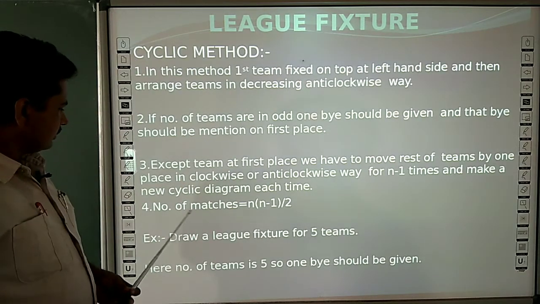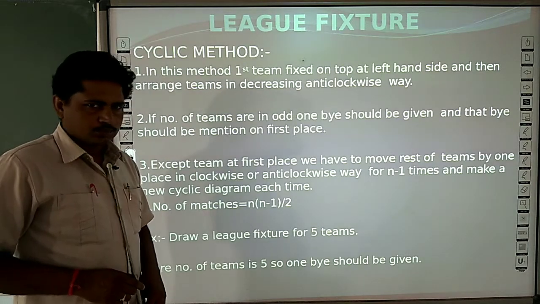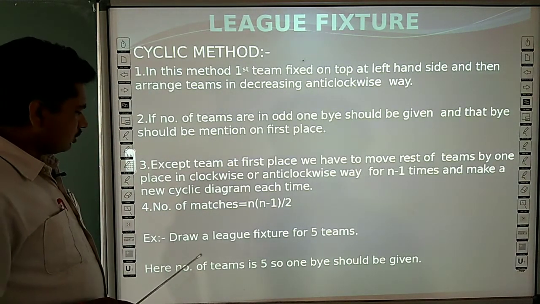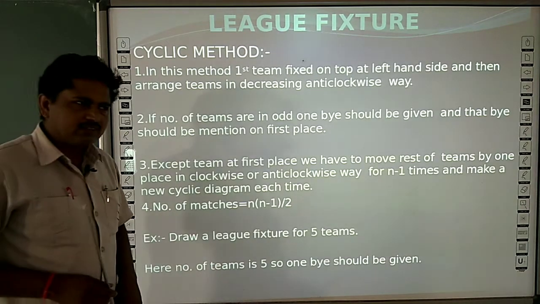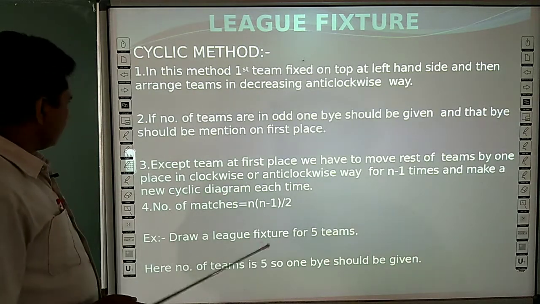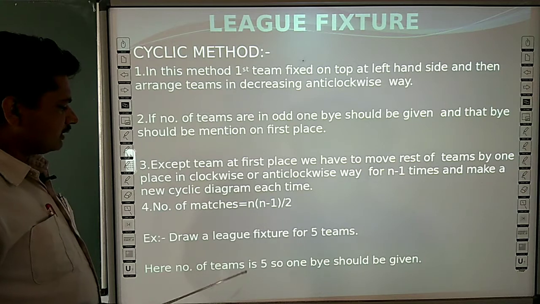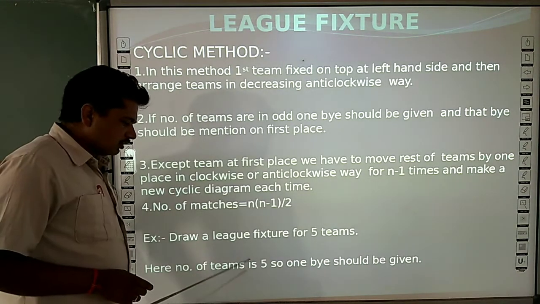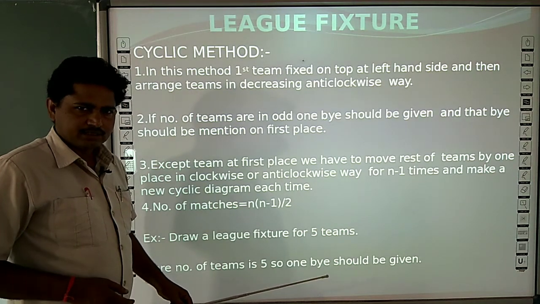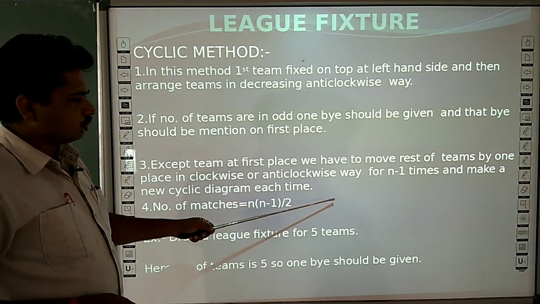And here you find that the number of matches should be n into n minus 1 upon 2. That is very common in league fixture. Today we have to draw a league fixture of 5 teams. Okay? Just after some time I will draw it on the green board, and here you find that the number of teams is 5. That's why we have to use a bye. How this fixture works, we have to discuss.